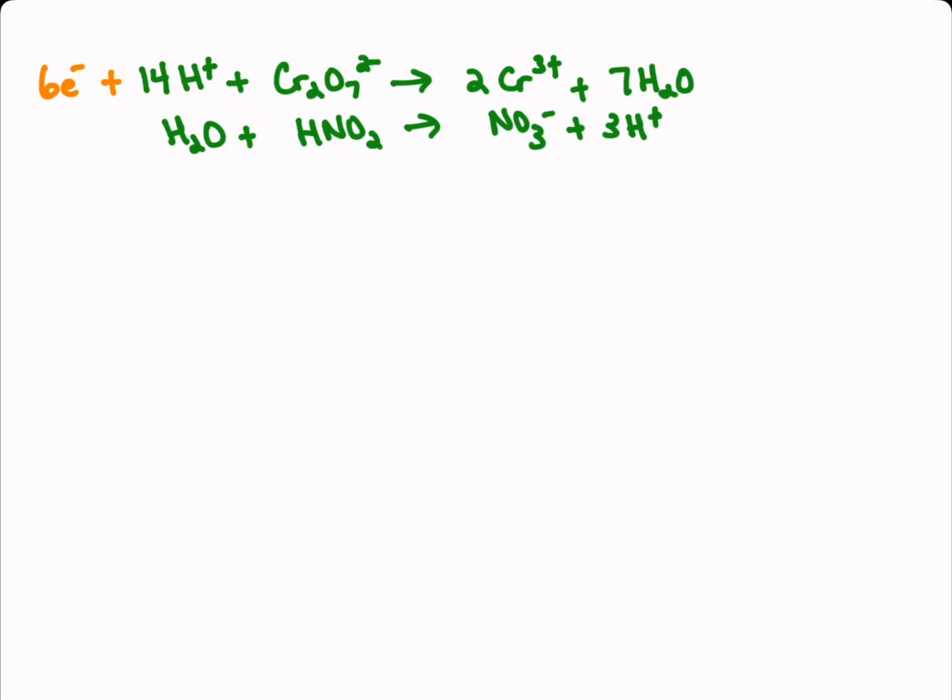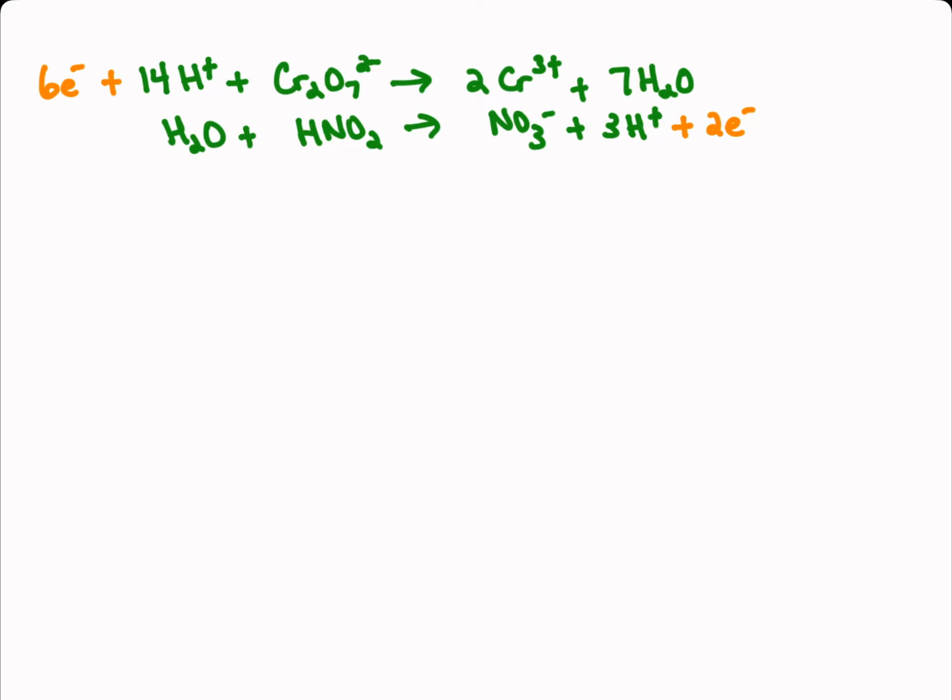In my second half reaction, I have a total charge of 0 on the left, and on the right, a -1 plus a +3 is a +2. So I need to add 2 electrons, being negative, on the right. So my charges balance out.